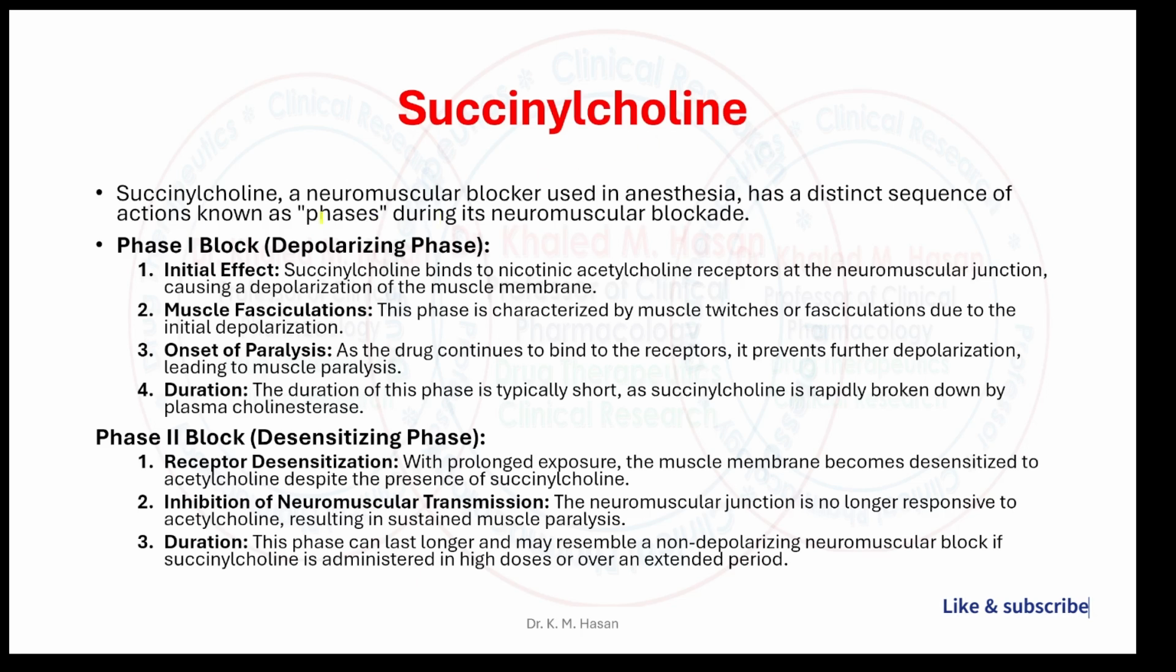Again, the slide here gives a more detailed description about succinylcholine. Succinylcholine is considered a neuromuscular depolarizing agent used in general anesthesia. Succinylcholine presents two phases: phase one, depolarizing agent; phase two, desensitizing agent. Phase one may cause muscle contraction, muscle fasciculation, and phase two is associated with the inhibition of the neurotransmitter.